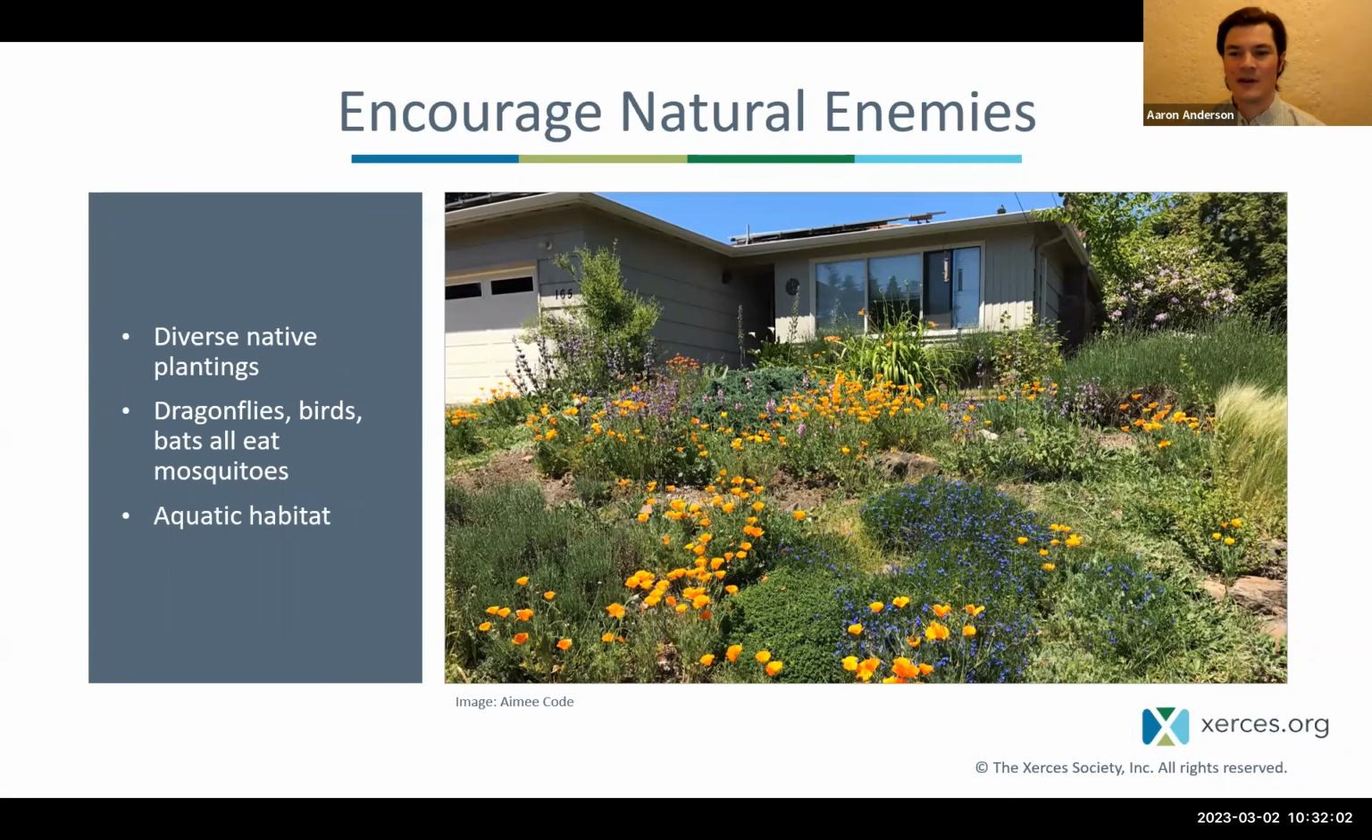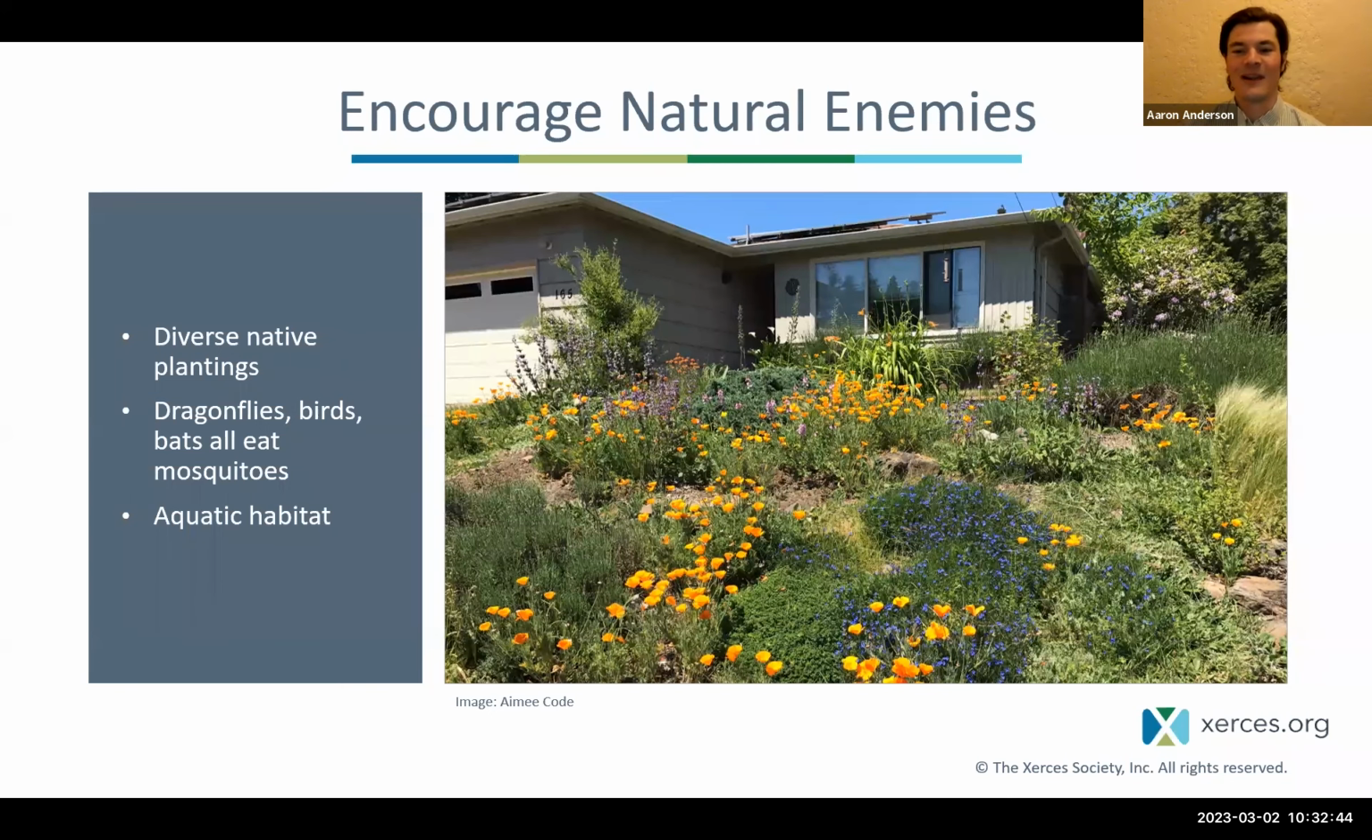So another thing you can do is encourage natural enemies. Natural enemies are other organisms that eat the pest out in nature. A variety of insects will eat mosquitoes, as well as birds and bats. Those are all considered natural enemies. Research has shown that diverse native plantings harbor larger, more diverse populations of insect natural enemies. And native plants have also been found to increase native insect populations, which can in turn support more birds, which of course eat mosquitoes. So plant native plants, plant a variety of different types, sizes, textures. All of this can help support a diversity of different types of natural enemies.